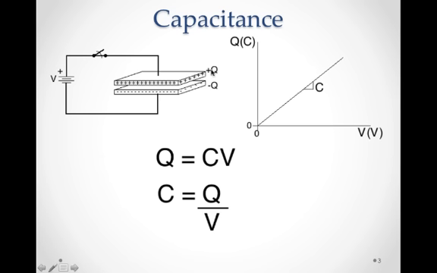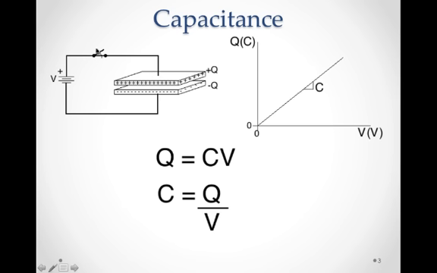It'll continue to charge until the charge on this capacitor is great enough that the potential difference between the plates is equal to the potential difference of the source that's creating the charge difference. So once it charges up, in this case to V here, a voltage of V between these plates, then it will stop charging and there will be no more current flowing.